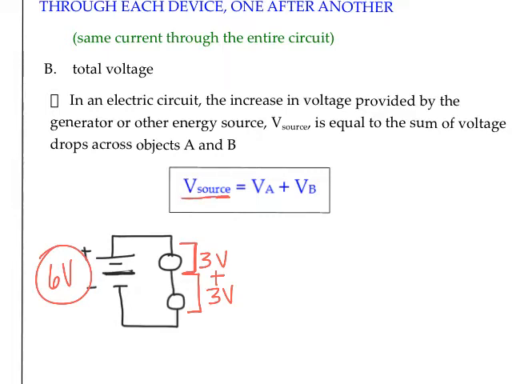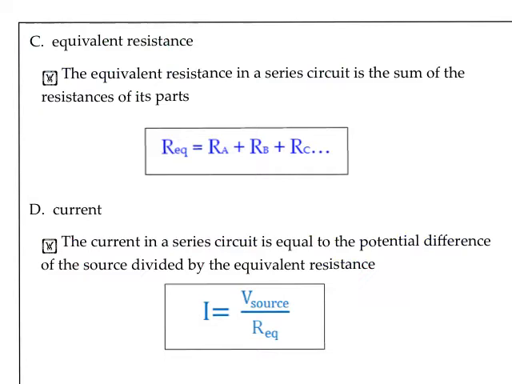Now, if we were to look at different resistors or objects that provide resistance in a series circuit, we have what's called the equivalent resistance, and it's really simple. We just simply take each individual resistance and add those together to get our equivalent.